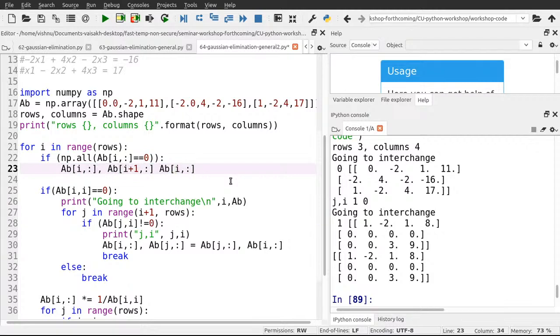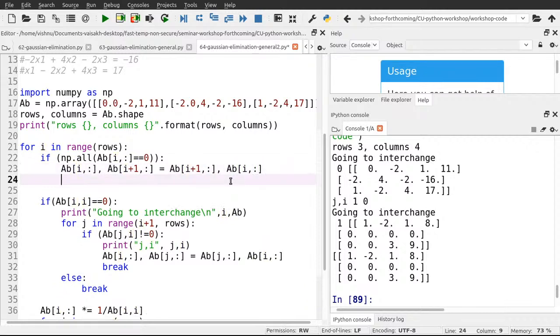This should become equal to, I becomes I plus one, and I plus one becomes equal to I, and reduce the value of I by one so that we can again check if this row is also zero or not. But will it go into an infinite loop? That's another problem.